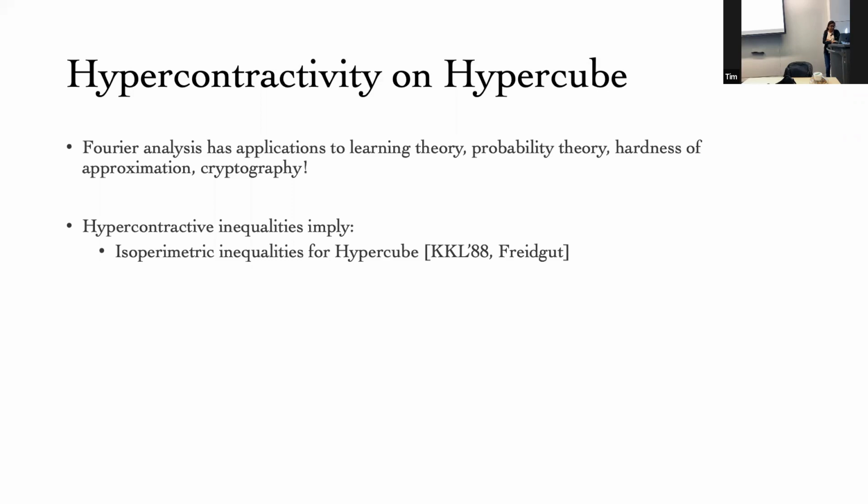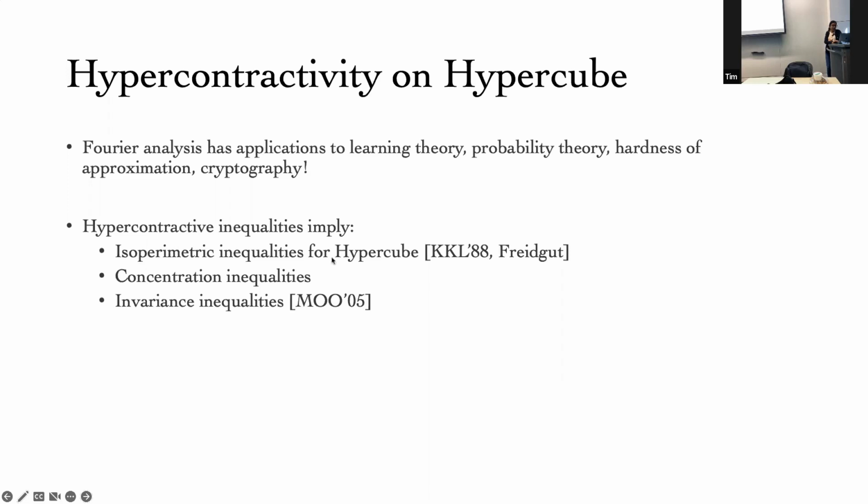So this basically gives us a lot of insight about expansion in the hypercube graph, like which sets expand, which sets don't expand, etc. And concentration inequalities and invariance inequalities. And today we will focus on the isoperimetric inequalities part of the application. So in particular, instead of looking at hypercontractivity, which sometimes gets very technical, we will look at expansion in graphs.